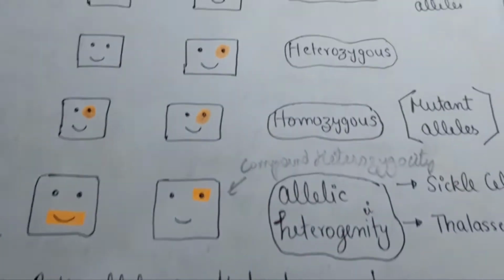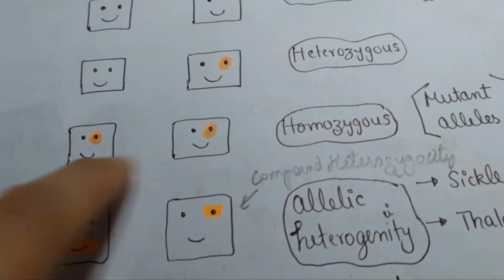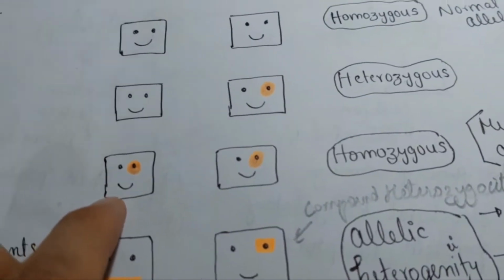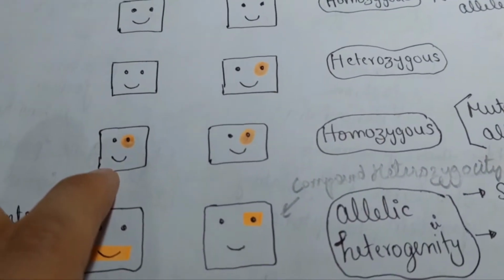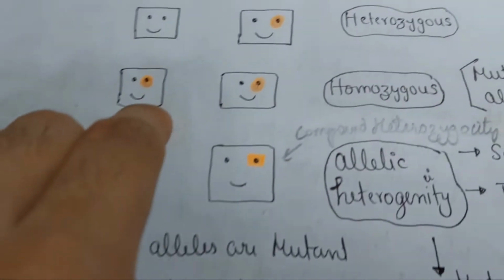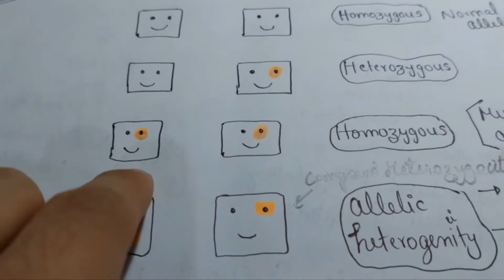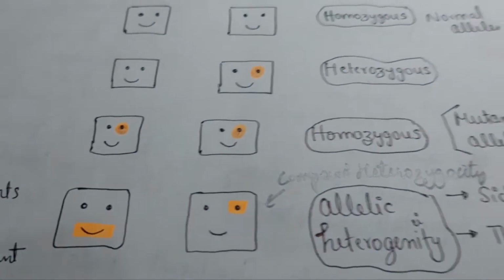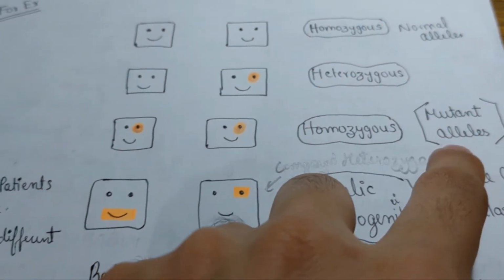Then if two alleles on the same locus on homologous chromosomes are the same but they have mutation, and they are both mutant, so this is not normal. Normal was this, but these are not normal. They are mutant but they have the same type of mutation at the same place in the gene, then it is called homozygous of mutant allele genotype.